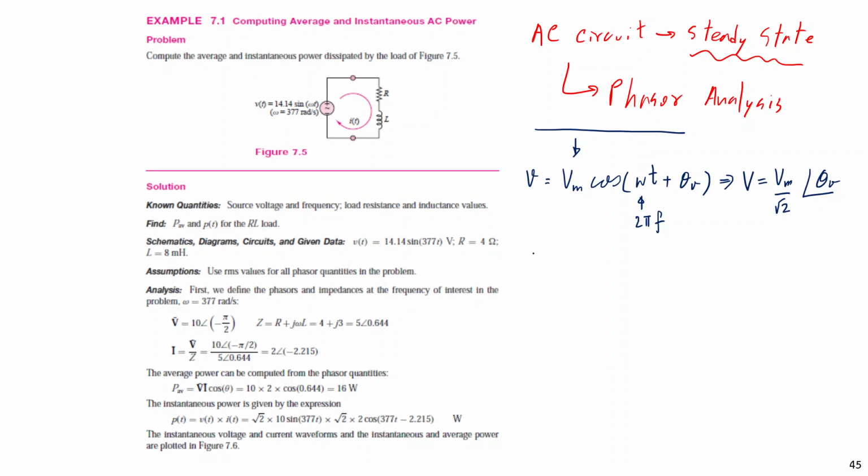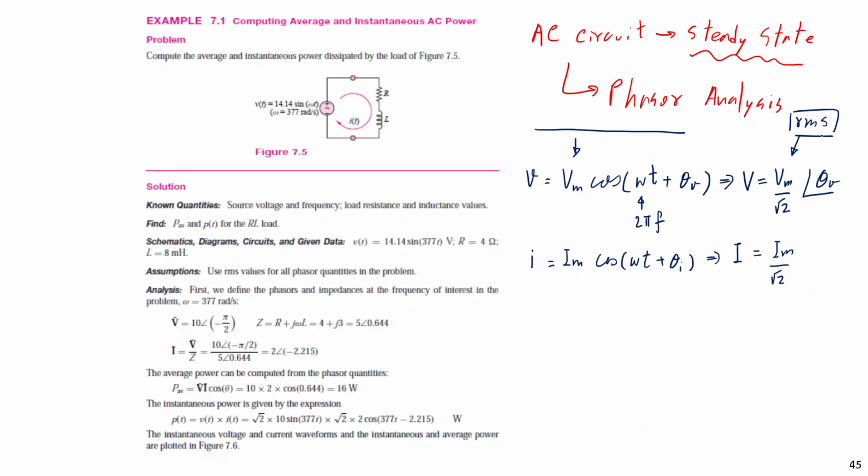And for the current also. For the current in the form of I max cos omega t plus theta I, in form of phasor of current is I max divided by square root 2. What is this value? Last time we talked about this value. The peak value divided by square root 2. What is this value? RMS value, right? Very good. Root mean square, right? This is RMS value.